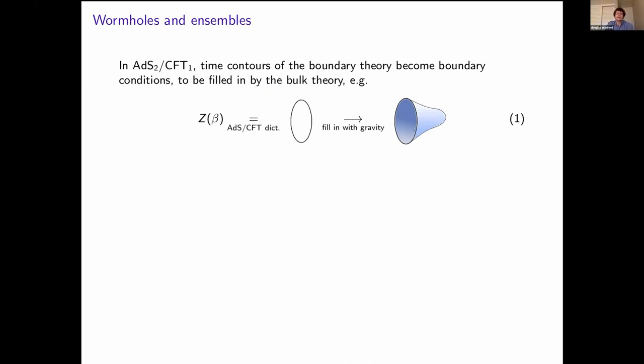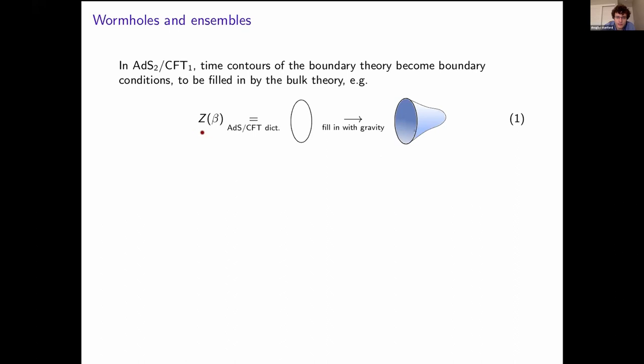So I'm going to start by reviewing a sort of old story, the connection between space-time wormholes and ensemble averages. And I'll do this in the context of AdS/CFT, and to draw pictures, actually, we'll use AdS2/CFT1. So in this version of AdS/CFT, the way the dictionary works is that time contours of the boundary theory become boundary conditions to be filled in by the bulk theory in some way. So my favorite example of this, a simple example, is suppose we're just trying to compute the thermal partition function in the boundary theory, Z of beta. That's trace e to the minus beta H in the boundary theory.